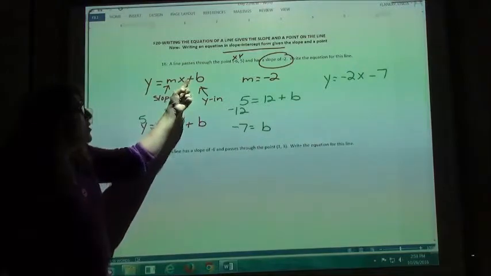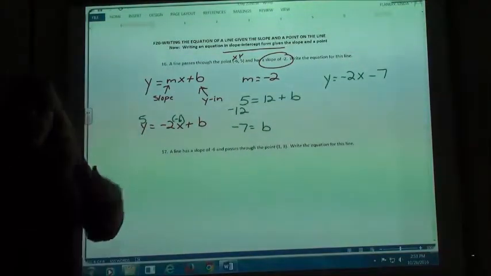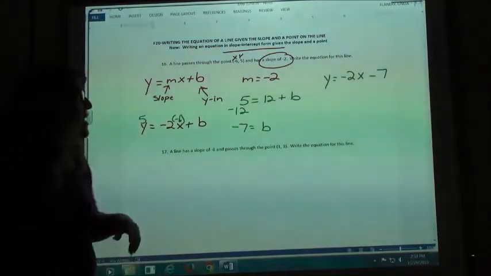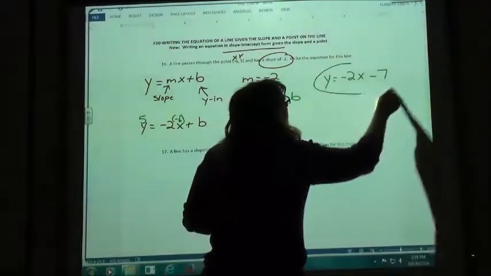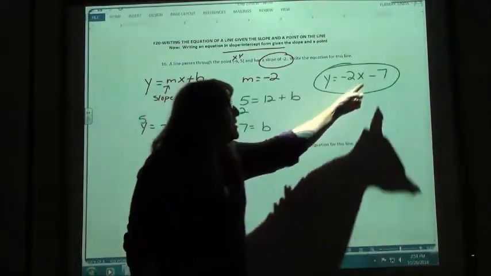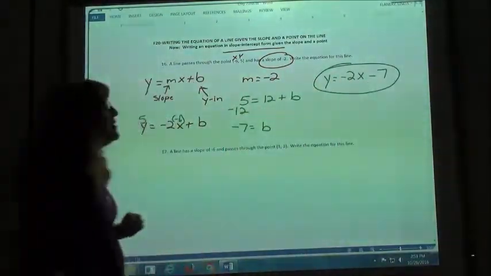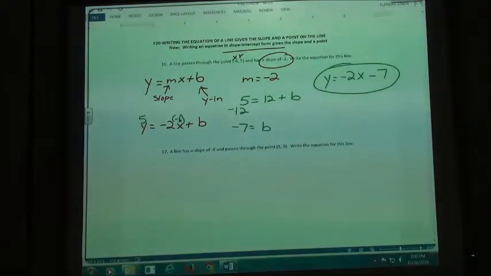Keep in mind that you're not going to do plus a negative. A positive times a negative just stays negative. So this is going to be the form of my line. If it's a minus, I'm just going to put minus 7, not plus a negative 7. So y equals negative 2x minus 7.